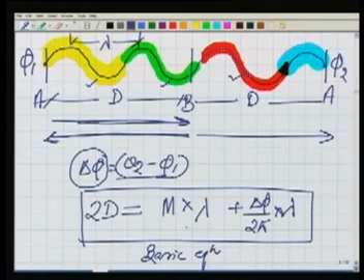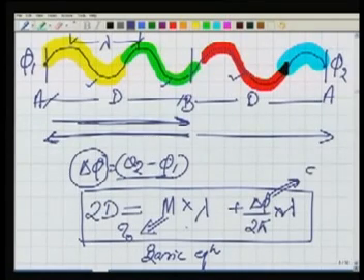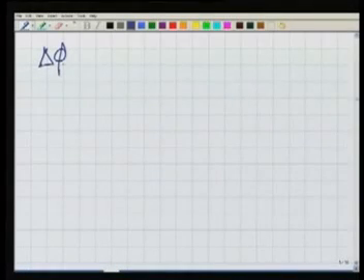Now, in this equation, there are questions. Question one: how to get this value of m, as well as how to measure this delta phi, because so far we are taking it for granted. So, what we will do now is see how to get these two: m, the number of full wavelengths, and delta phi, the phase difference. We will start with how to measure delta phi, or the phase difference.